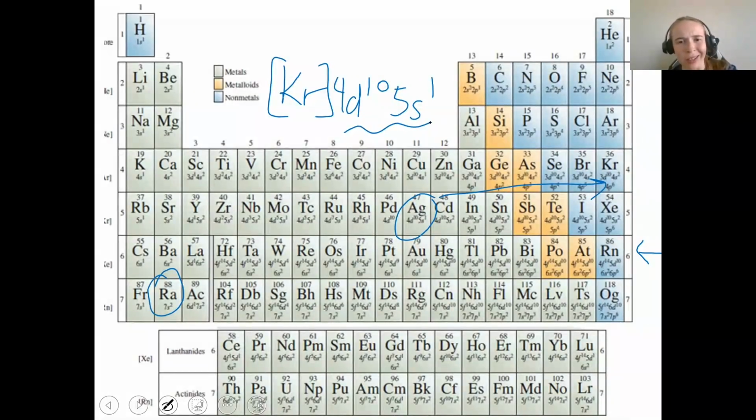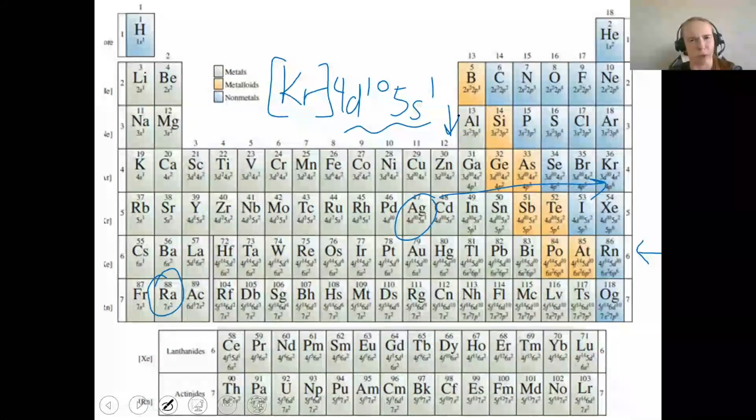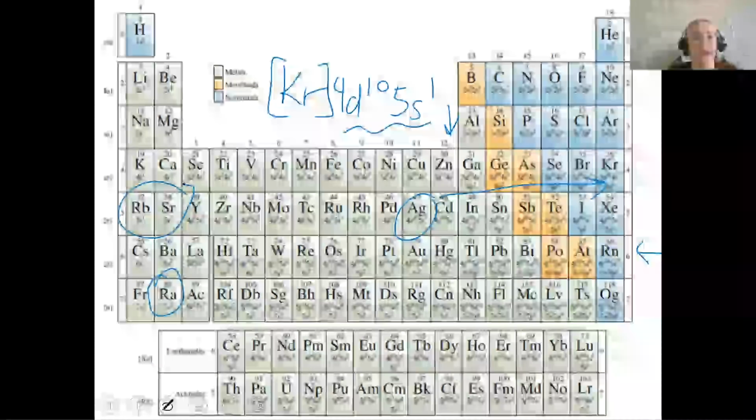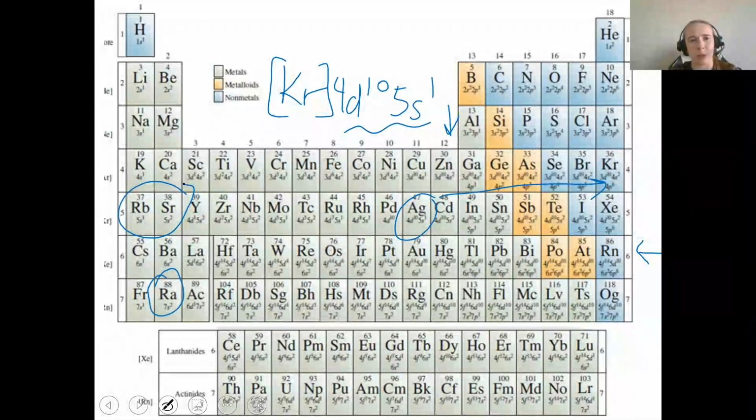And you might be thinking, that's a little weird. We thought that right here at the end of the transition metal block was the d10 scenario, and that past here, it should be 5s2, right? Well, silver is one of our exceptions to the typical electron configuration, as we'll see in a couple slides here. So there are some exceptions.